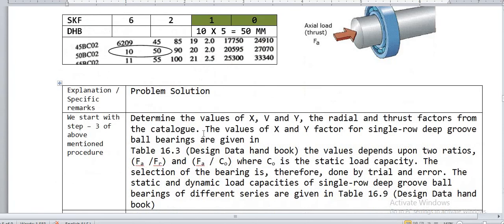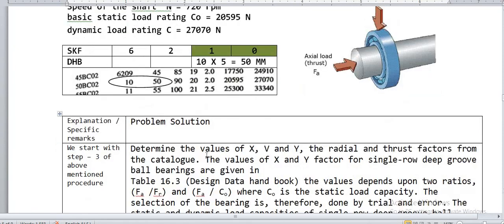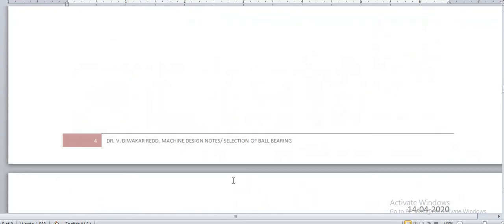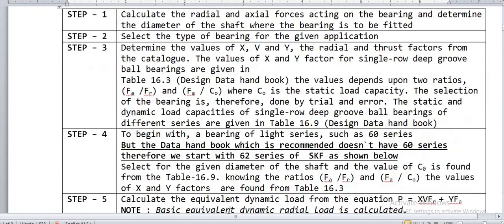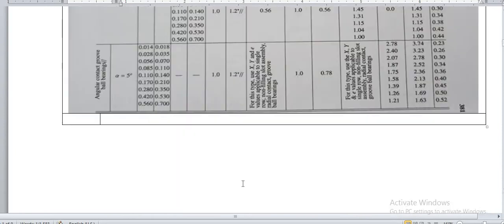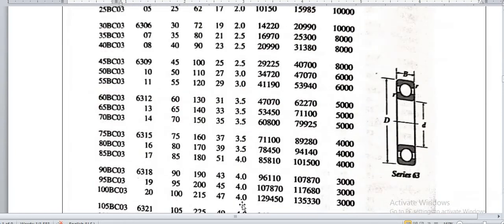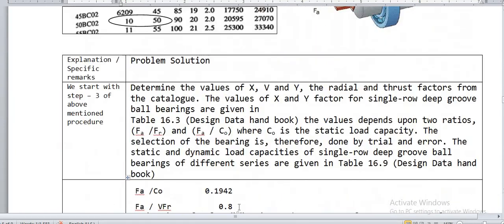Coming back to the problem, in this particular problem, the first two steps we discussed earlier are already completed. That is the calculation of radial load and the selection of the ball bearing. So we come straight to step number 3, the determination of the X value, V value and Y value, the radial load factor and thrust load factor, from the manufacturer's catalog.